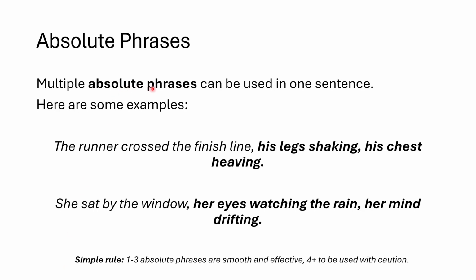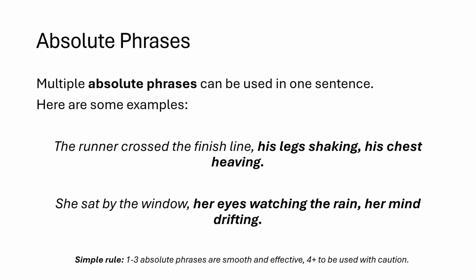Multiple absolute phrases can be used in one sentence. Here are some examples. He ran across the finish line, his legs shaking, his chest heaving. She sat by the window, her eyes watching the rain, her mind drifting.